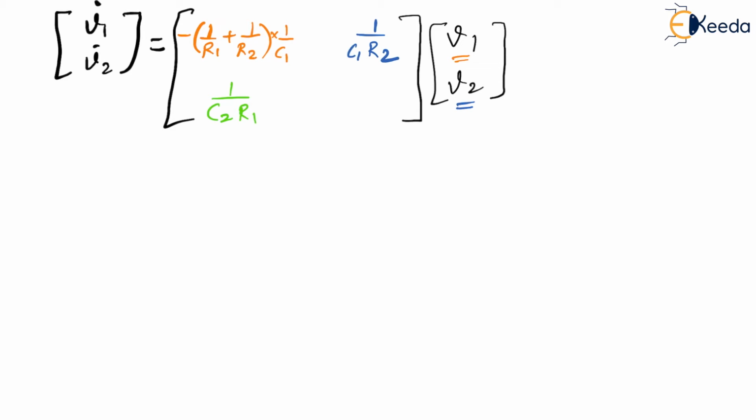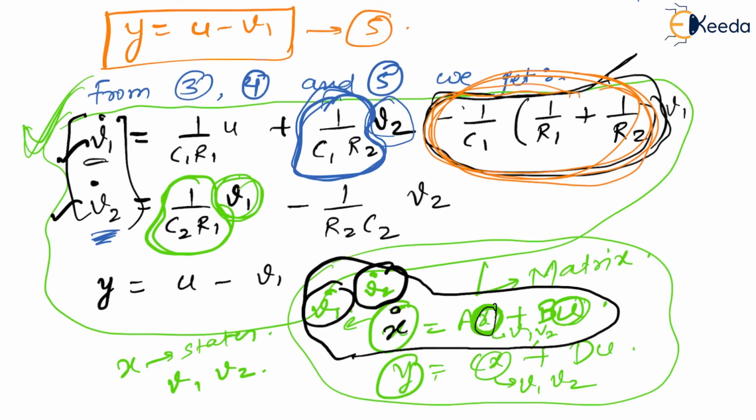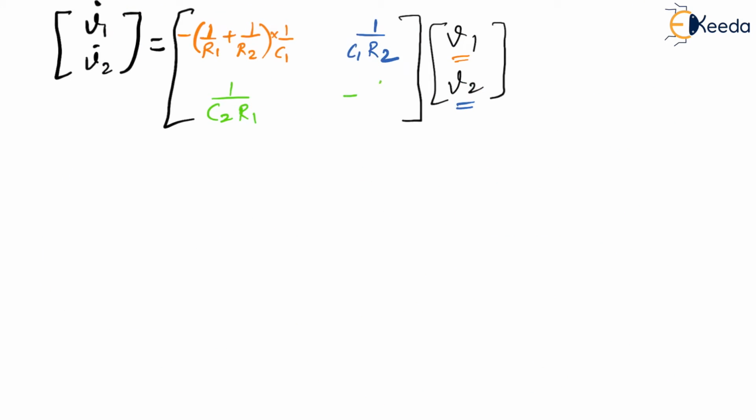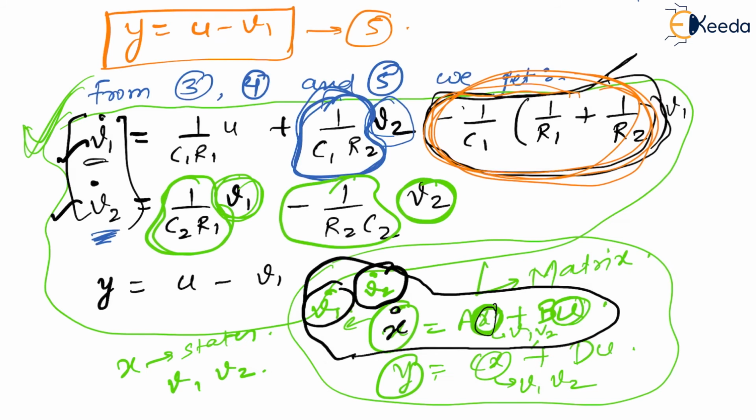right? Now what is there with V2 here? Definitely we have minus 1 by R2 C2. We know that matrix multiplication happens in a row by column way, meaning the first element will multiply with this element, then this element will get multiplied with this element, and then again this with this. In this way, at the end, the same equations will be obtained.